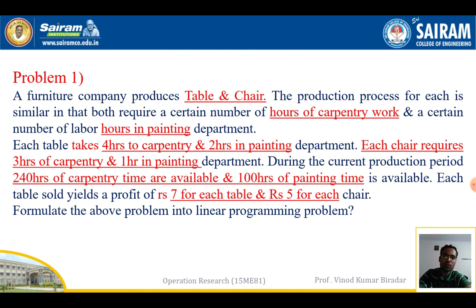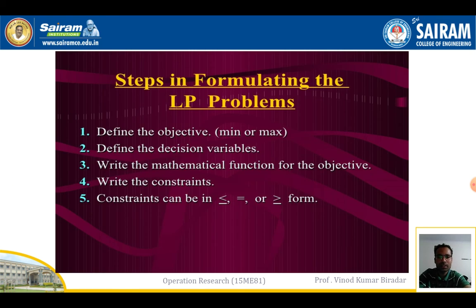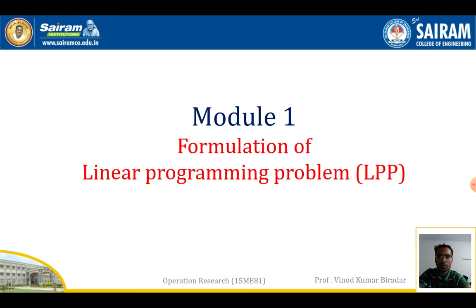In formulation of LP problems, the question is very big. They will give one department or a factory as an example. You just formulate: note down what constraints are given, what variables there are, and what decision there is, and assume table is x or y. It can be anything, a, b, c, d. Within 2 minutes you will get 8 to 10 marks if you understand the problem. I hope you understand this for module 1, the formulation of linear programming problem. Thank you.